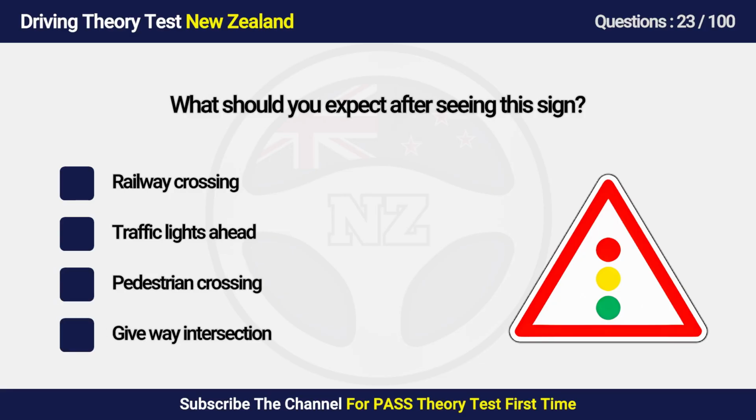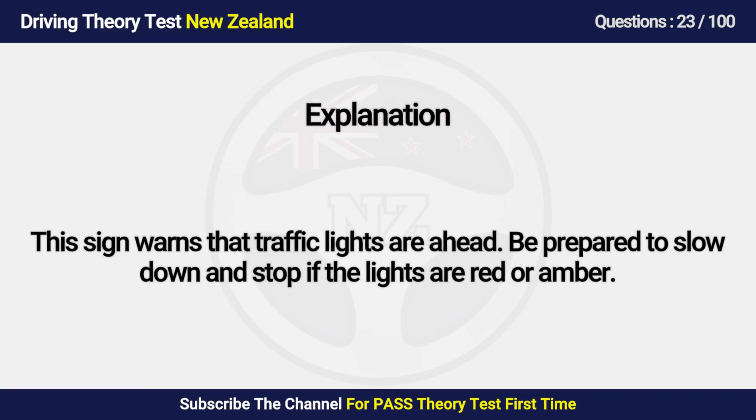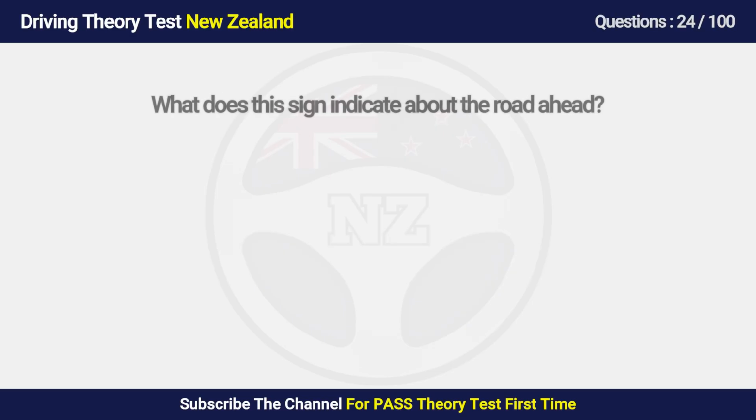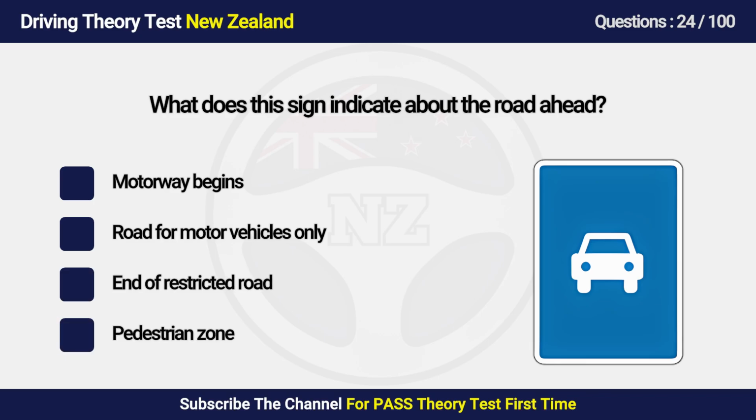A. Railway crossing. B. Traffic lights ahead. C. Pedestrian crossing. D. Give way intersection. Answer is B. Traffic lights ahead. This sign warns that traffic lights are ahead. Be prepared to slow down and stop if the lights are red or amber. Question 24. What does this sign indicate about the road ahead?